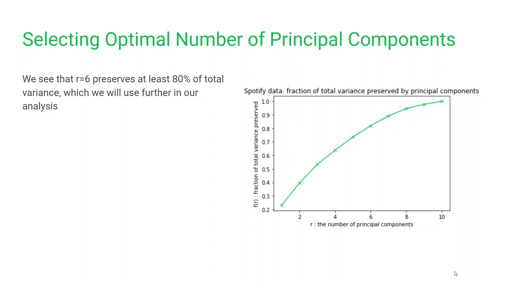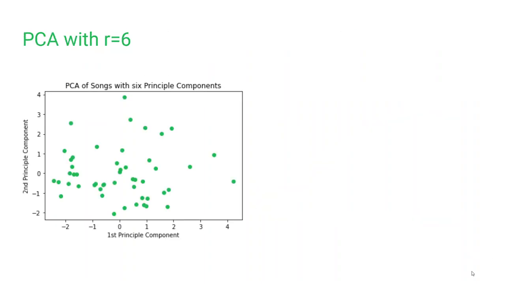So here, we're selecting an optimal number of principal components. Right here, we see that R of 6 preserves at least 80% of the total variance, which we will then further use in our analysis. And for those who need to see, here is 6 and here is 80%, so they meet right here. So with a PCA with R equals 6, we come up with this.